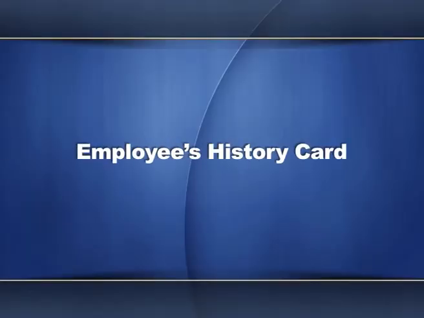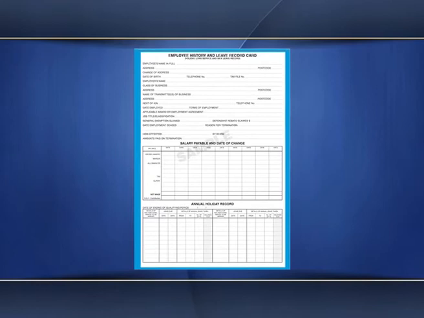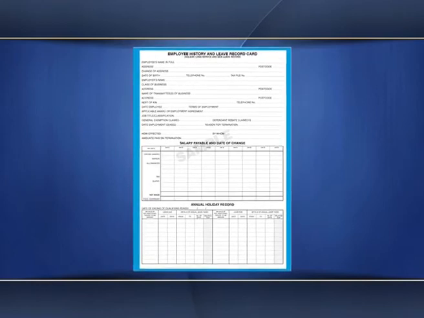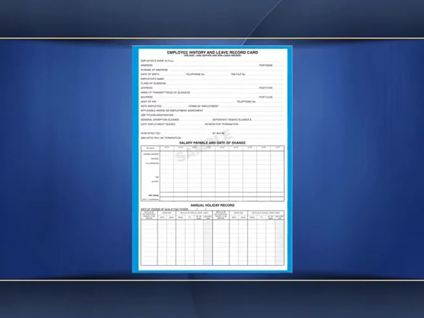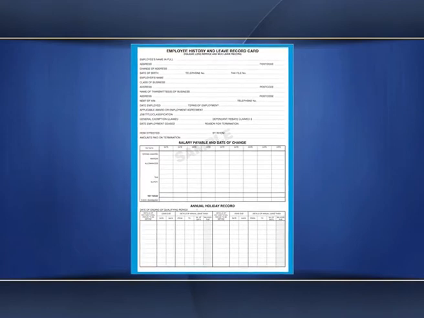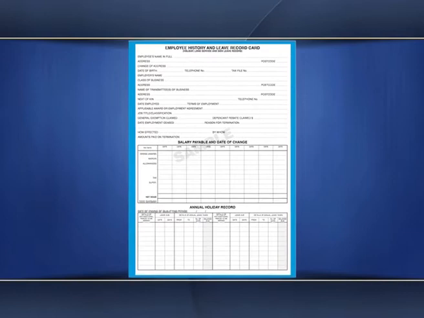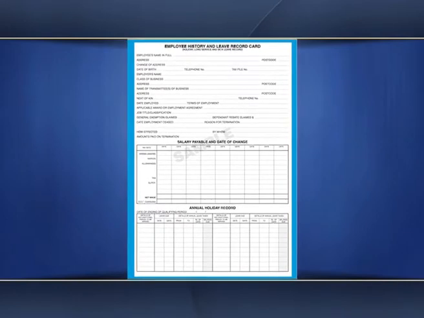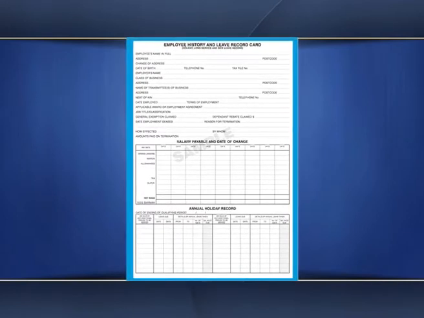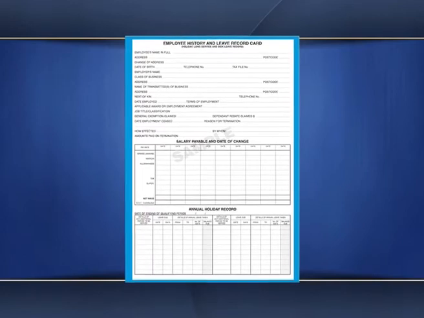Number 2, the employees history card. It is the responsibility of the personnel department to keep the record of each employee. The card on which the record is kept is known as the employee's history card. This card contains all the details of the employees like their name, address, department, date of joining, name of the past employer, the wage rate and so on.